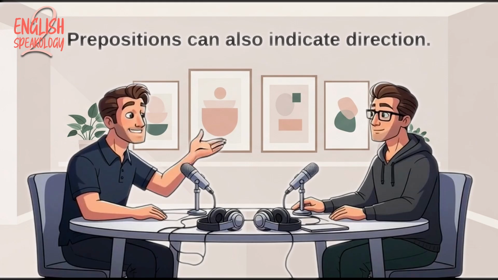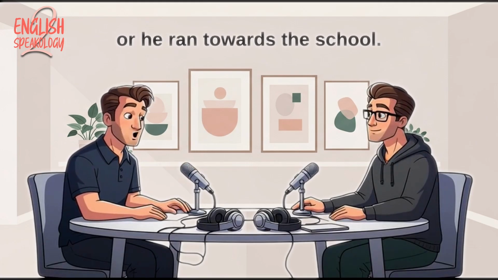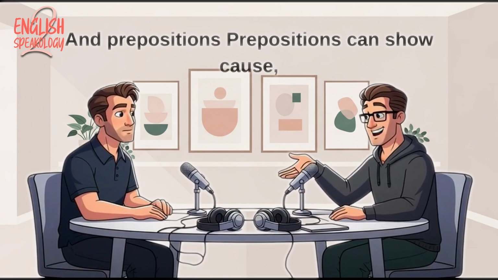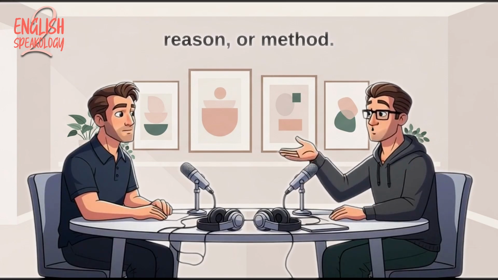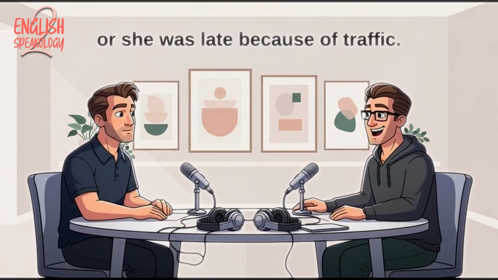Prepositions can also indicate direction. For example, she walked to the park, or he ran towards the school. And prepositions can show cause, reason, or method. For example, he succeeded by working hard, or she was late because of traffic.